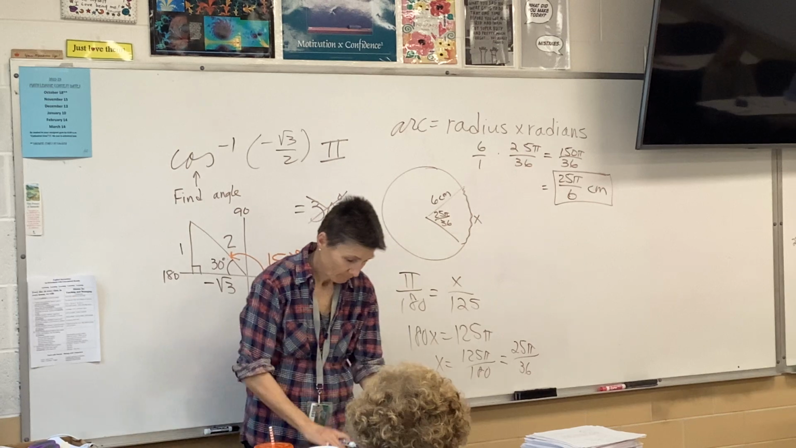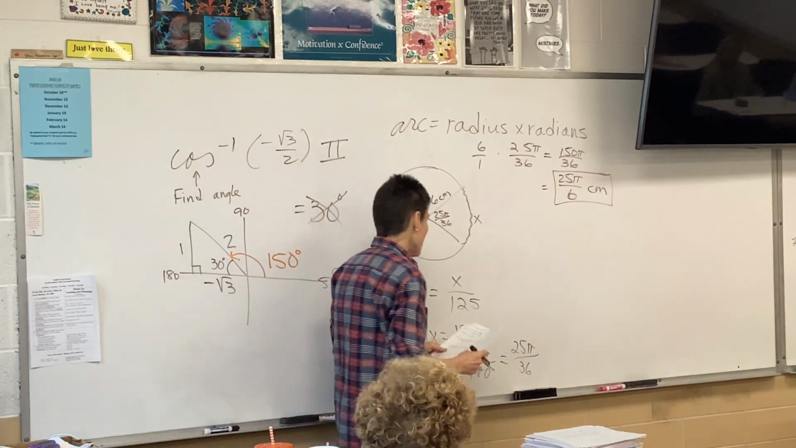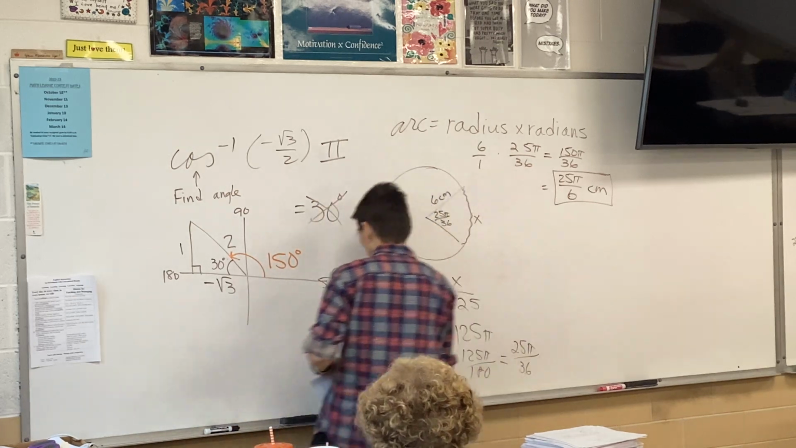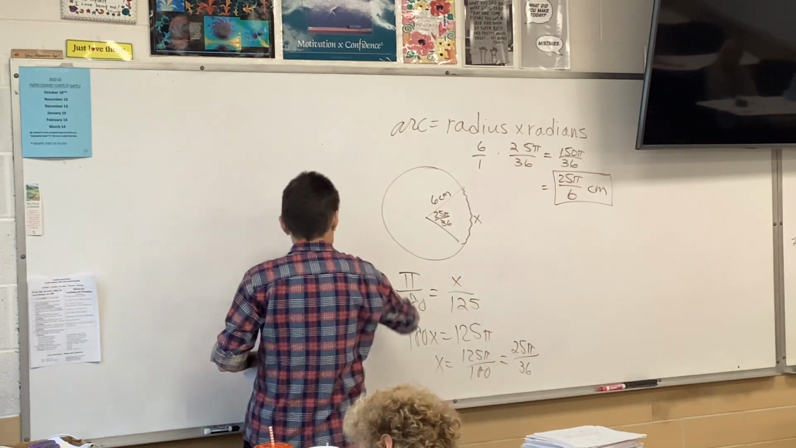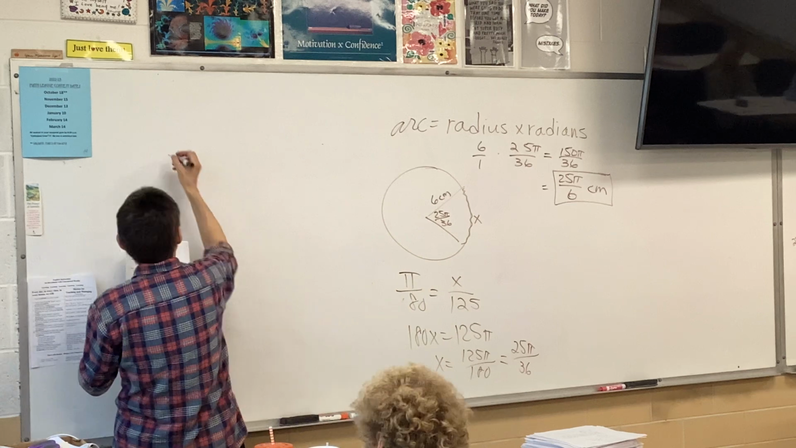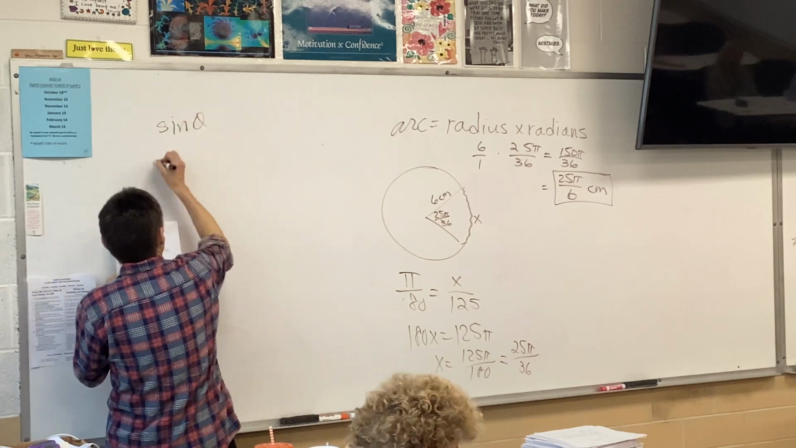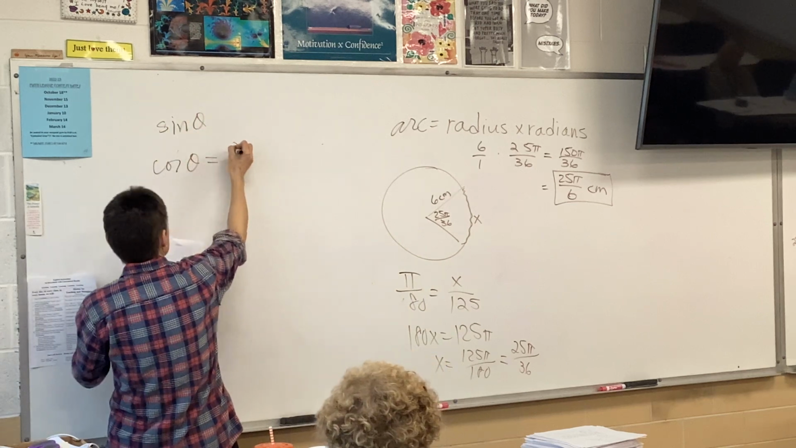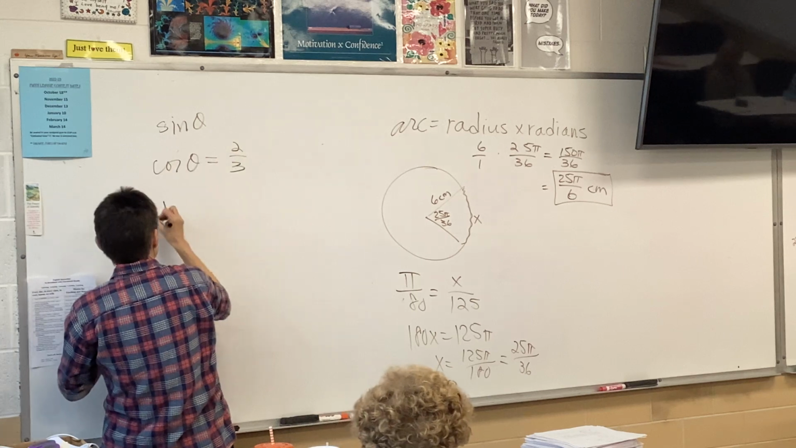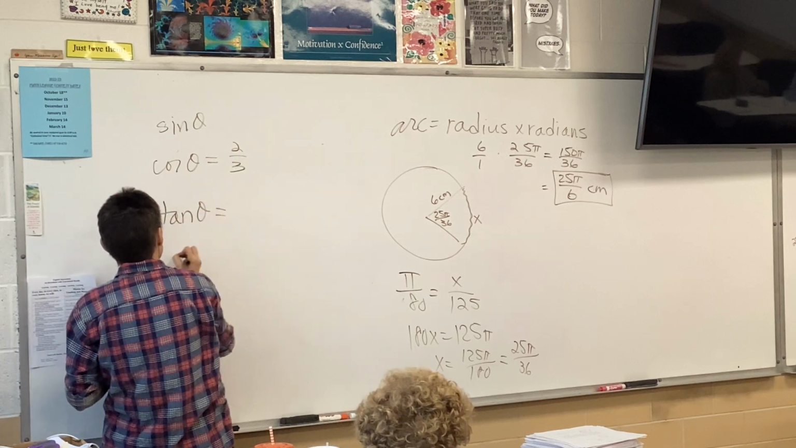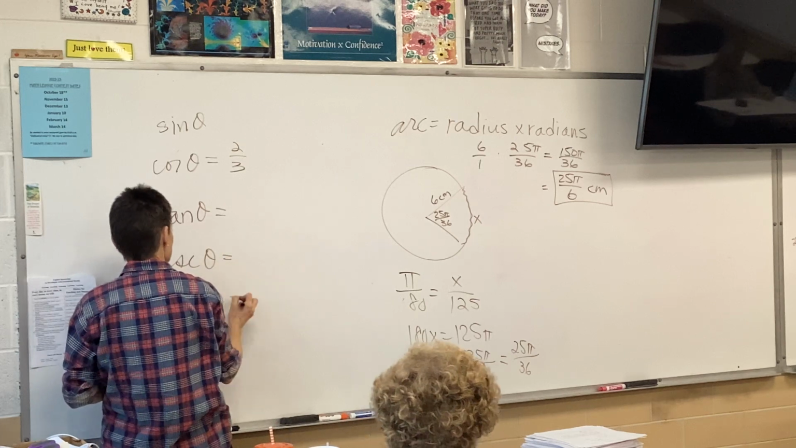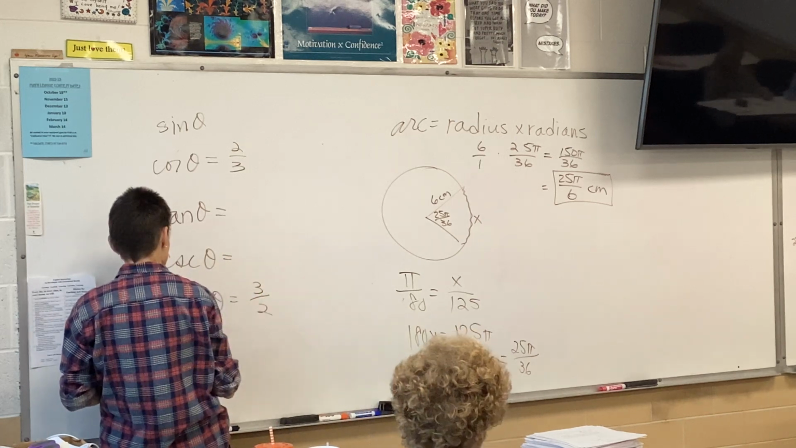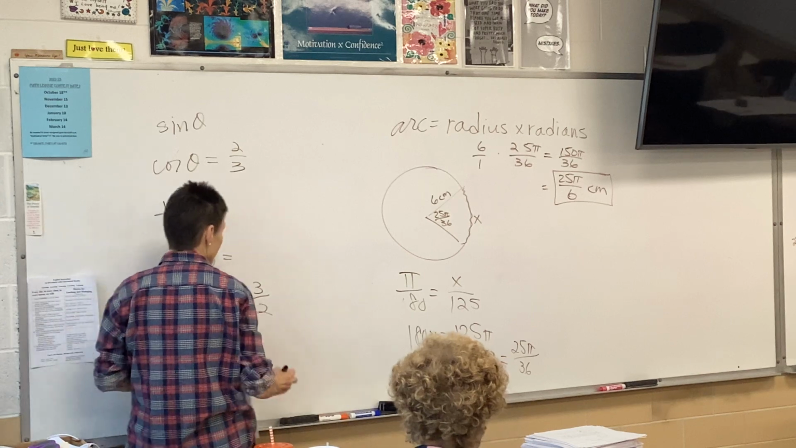4. Now, 4 is finding a lot of things. They tell me, however, that the cosine is 2/3, so that's a given. And because I know the cosine is 2/3, I know the secant is 3/2.